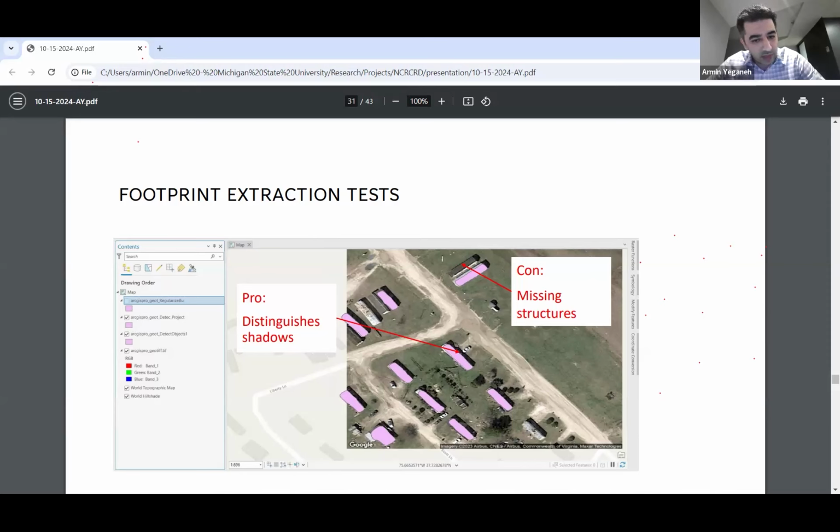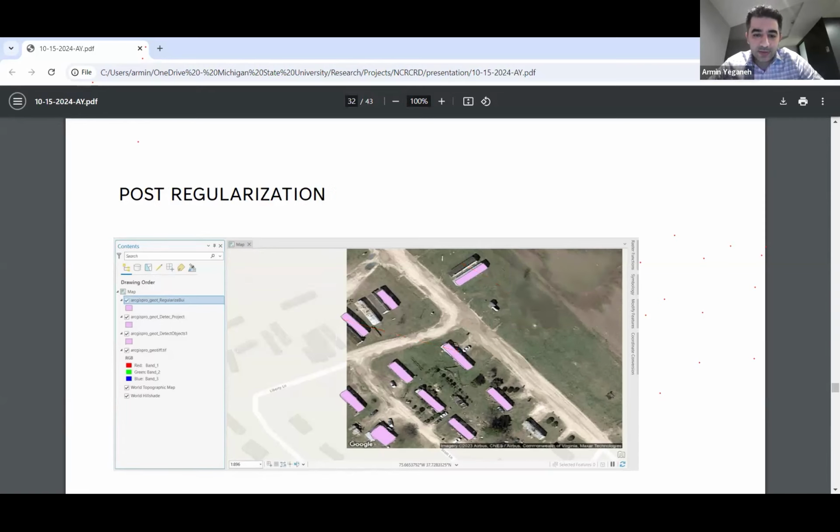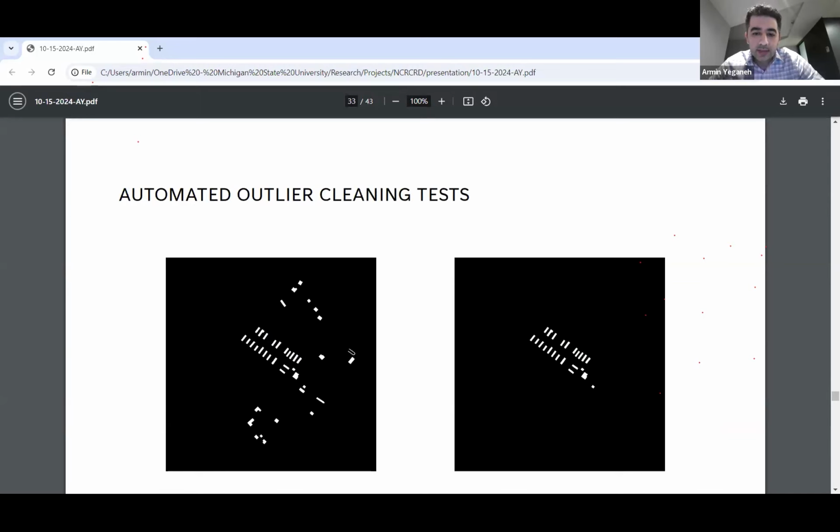Again, we experimented with different algorithms to see which one works best in terms of identifying the structure versus background versus shadow. There are some models in Esri's ArcGIS Pro, and there are some other solutions developed by different researchers. We tested some of these to see how we can identify the structures and how we can regularize the shapefiles so they look exactly square or rectangular. And the final stage was to remove the outliers.